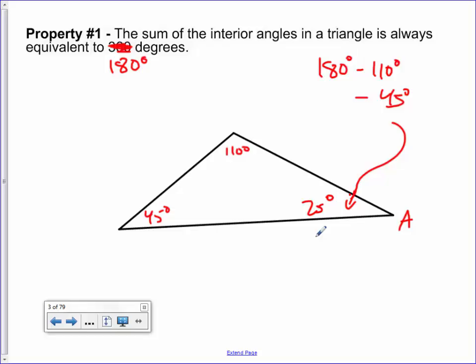Okay, one thing I should note, when it comes to a diagram, never go based on what the diagram looks like. Like this angle right here might not look like 25 degrees. Never base your answer on how it looks, because it might not be drawn properly. Does that make sense? So even if it doesn't look like that's 25 degrees, base your math on that.